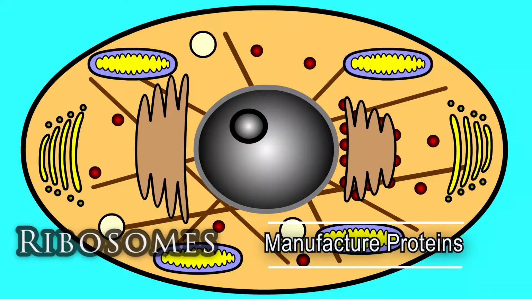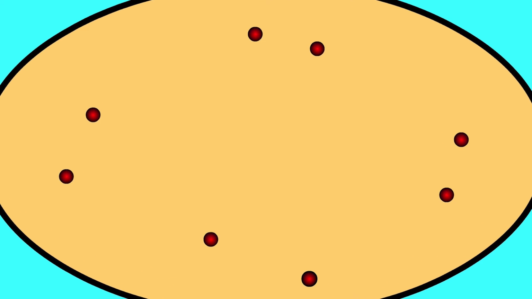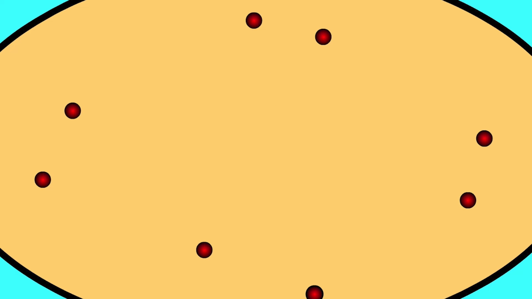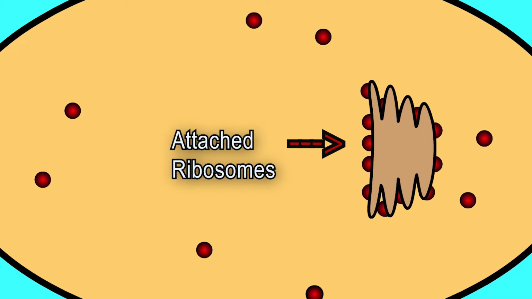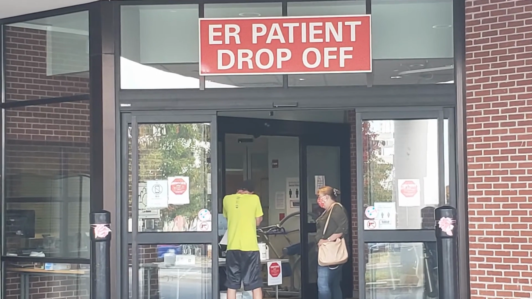Ribosomes are organelles that manufacture protein. They're like little protein factories of the cell. Usually ribosomes are floating freely in the cytoplasm. We call these free-floating ribosomes. But sometimes ribosomes are attached to another organelle called endoplasmic reticulum. Endoplasmic reticulum. It's one of my favorite terms in all of biology. Endoplasmic reticulum is sometimes called ER, but be careful. Somebody might think you mean emergency room.